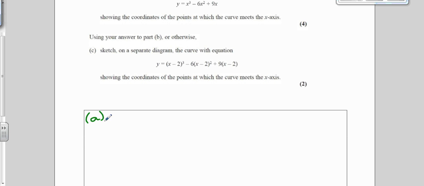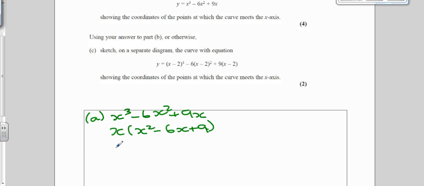So for part A, the cubic equation is x cubed minus 6x squared plus 9x. Each term has an x value, so I can take that out as a common factor, and then I'll be left with x squared minus 6x plus 9. So I need to factorise this quadratic, so that's x lots of x minus 3, x minus 3, which is of course x lots of x minus 3 squared.